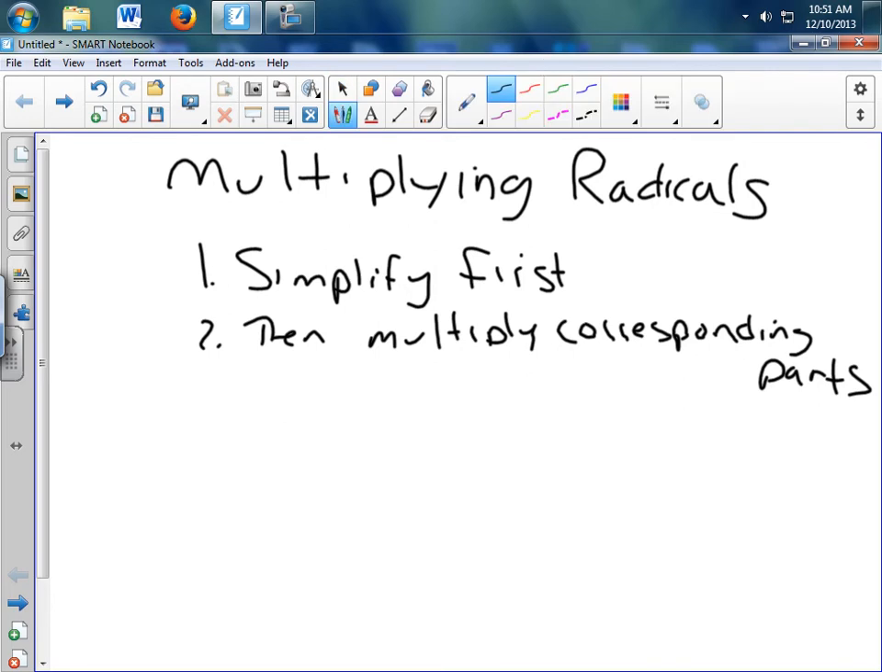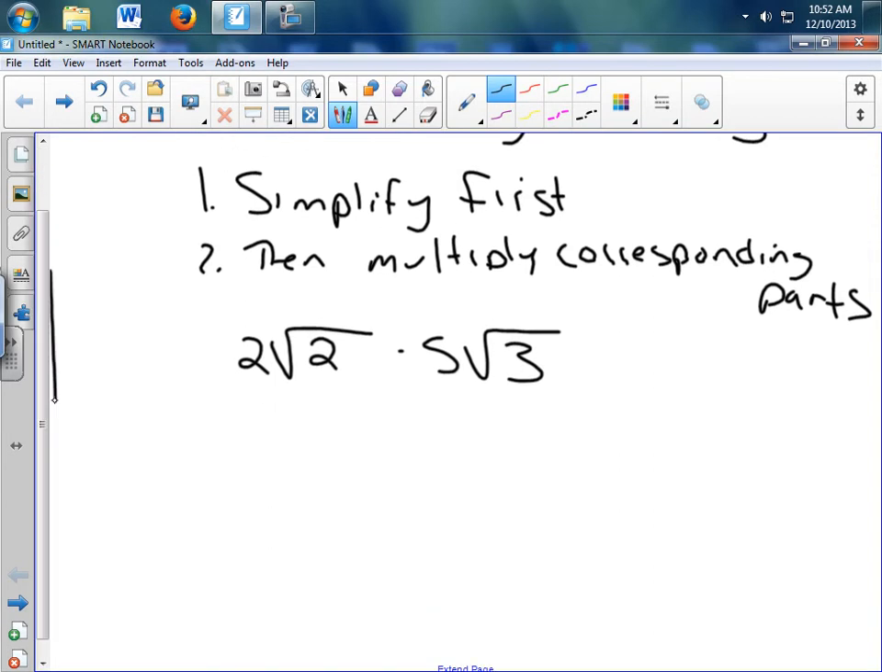Multiplying radicals. You simplify first, and then you multiply corresponding parts. For your corresponding parts, these are already simplified, so there won't be any simplifying first. Okay? Your corresponding parts, you multiply the outsides. Okay?